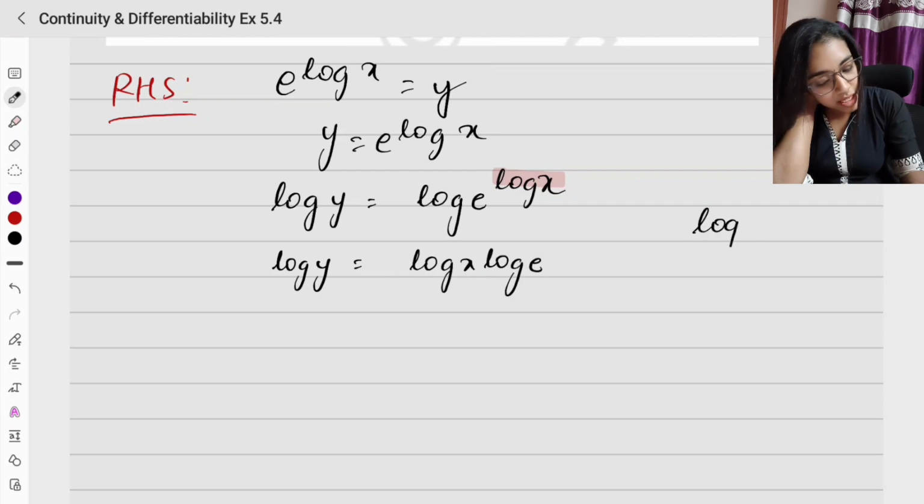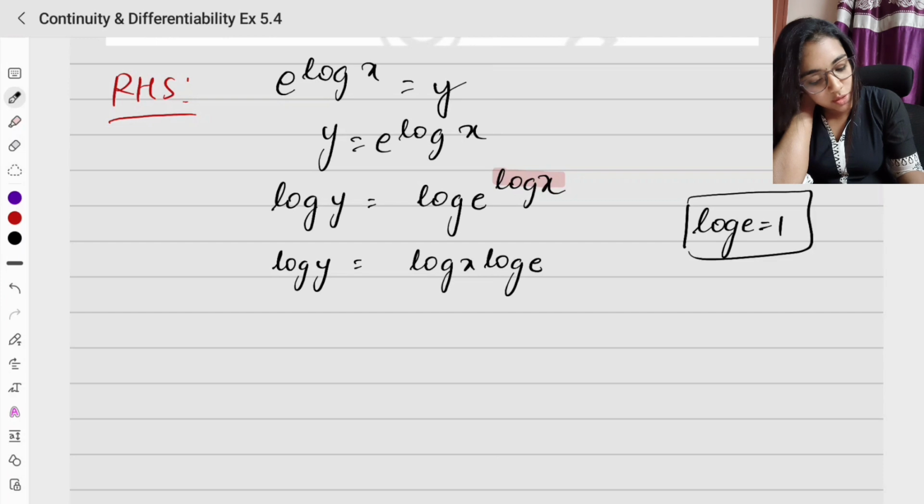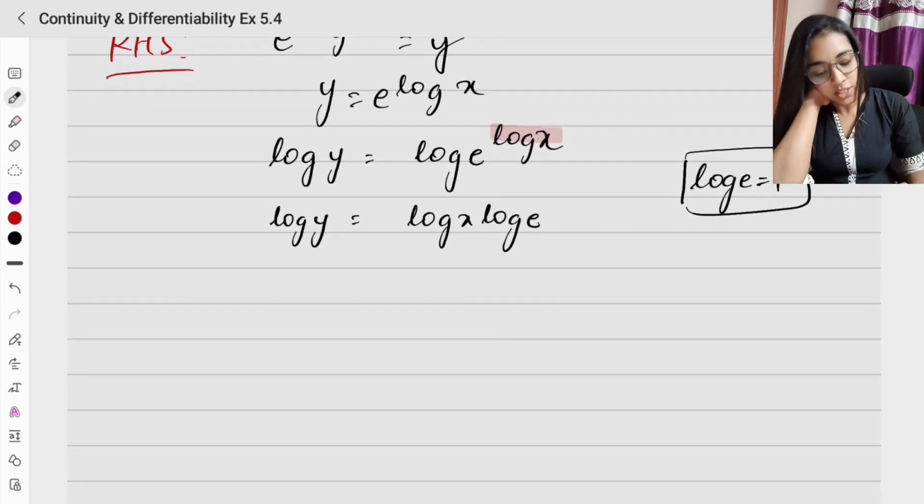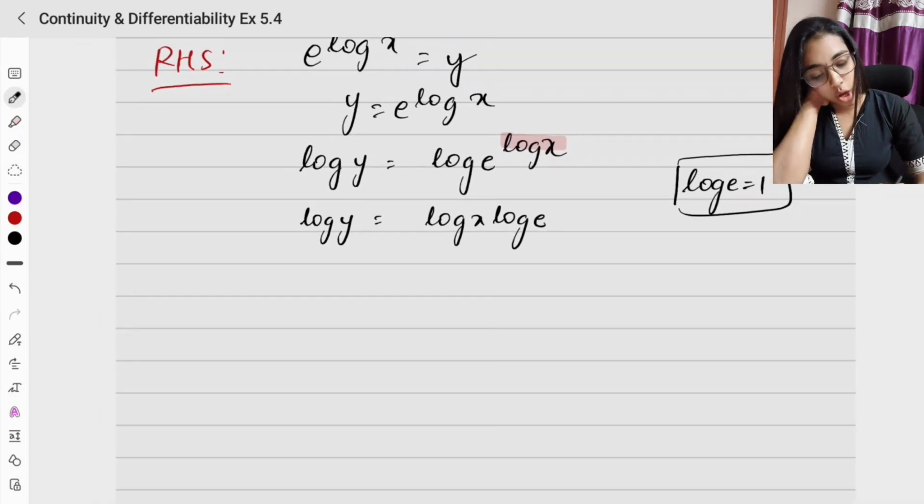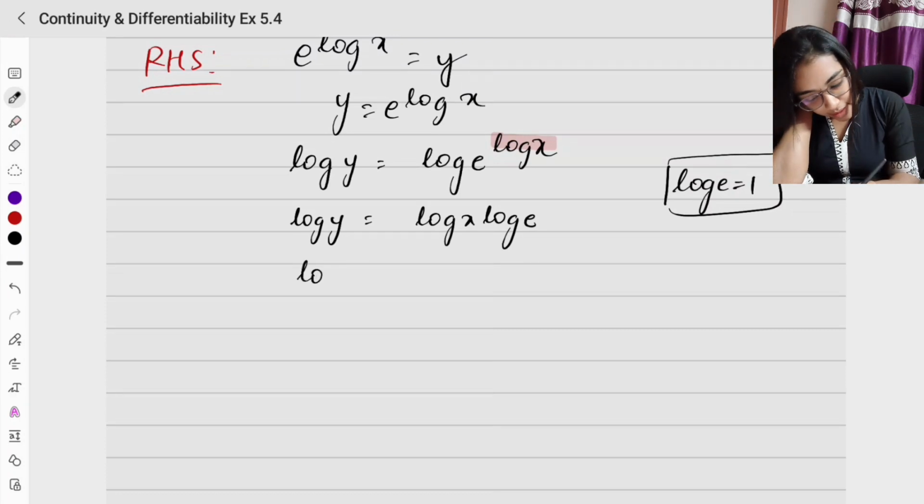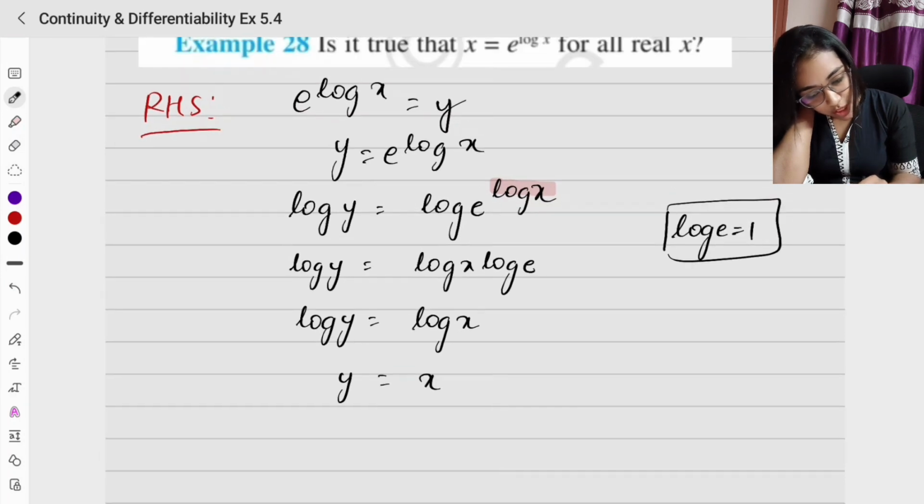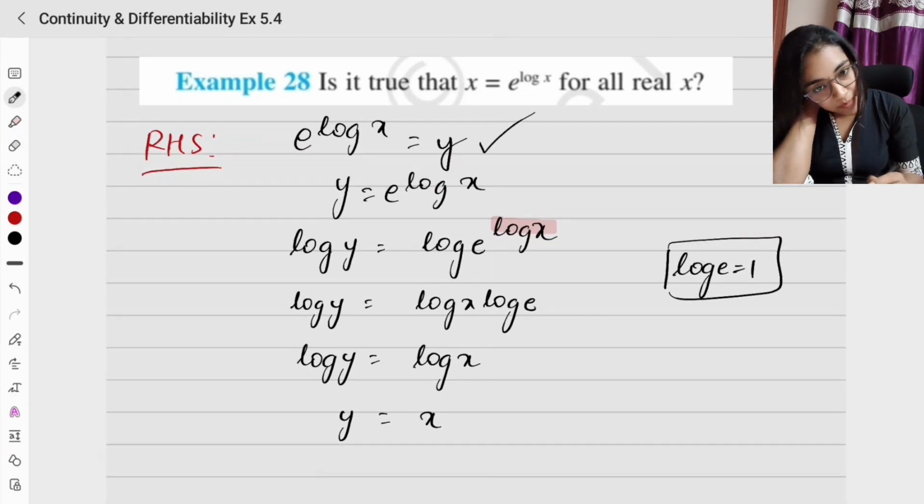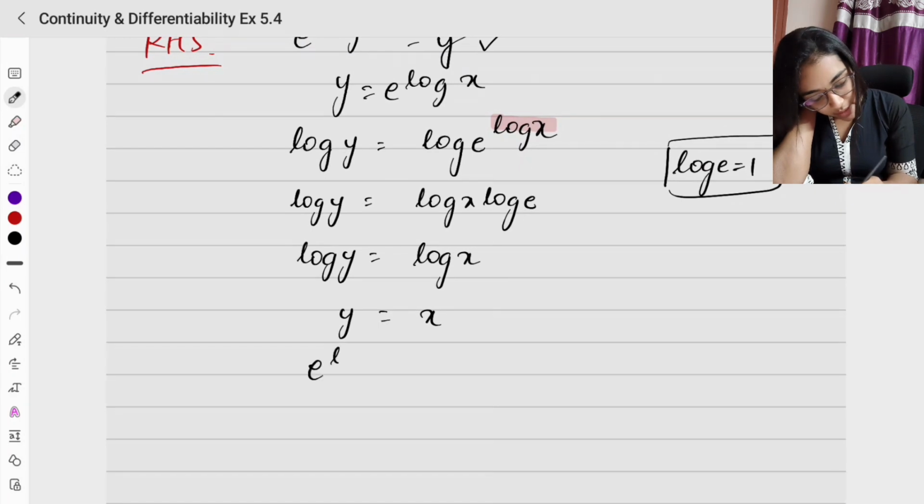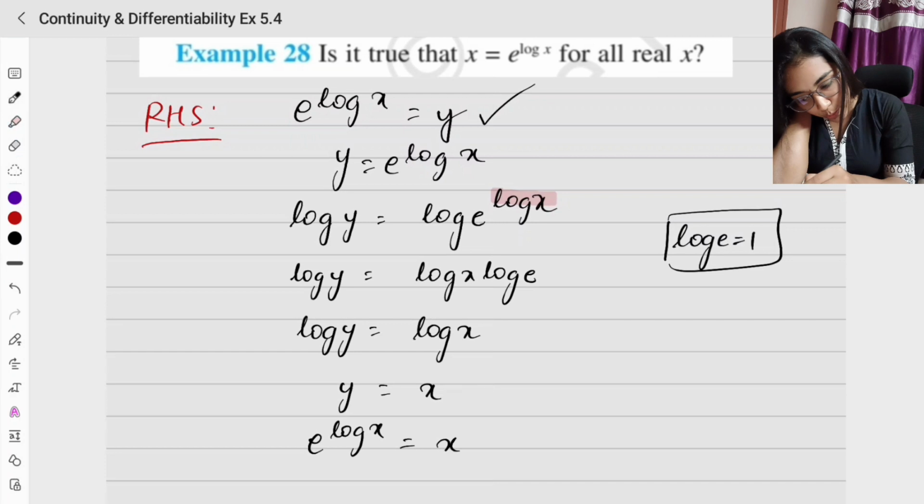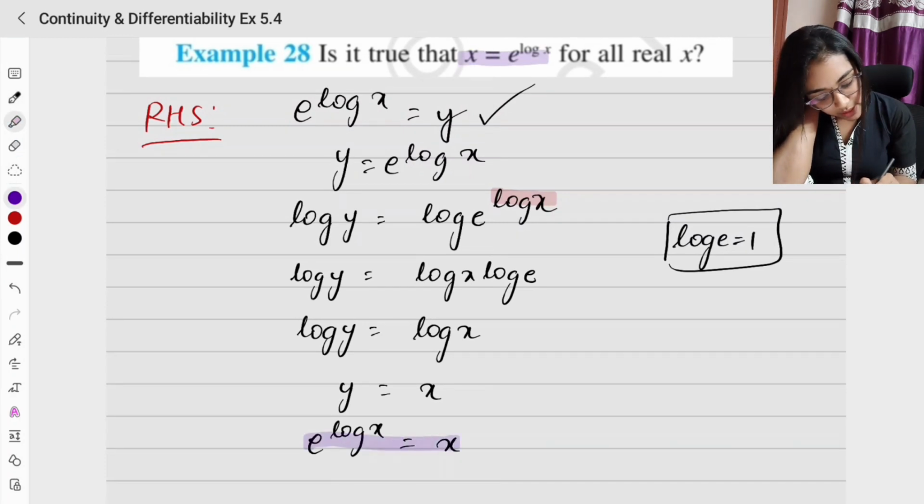What is my log e? Log e is going to be 1. You have to know this also. So log y is equal to log x into log e, which is 1. So I have log y equals log x. Taking anti-log on both sides, I'll have y is equal to x. But what is my y from the question? What did we equate? y is equal to e to the log x. So I have e to the log x is equal to x, which they are asking in the question to prove. So in the question it is x is equal to e to the log x. So we have ultimately proved that.